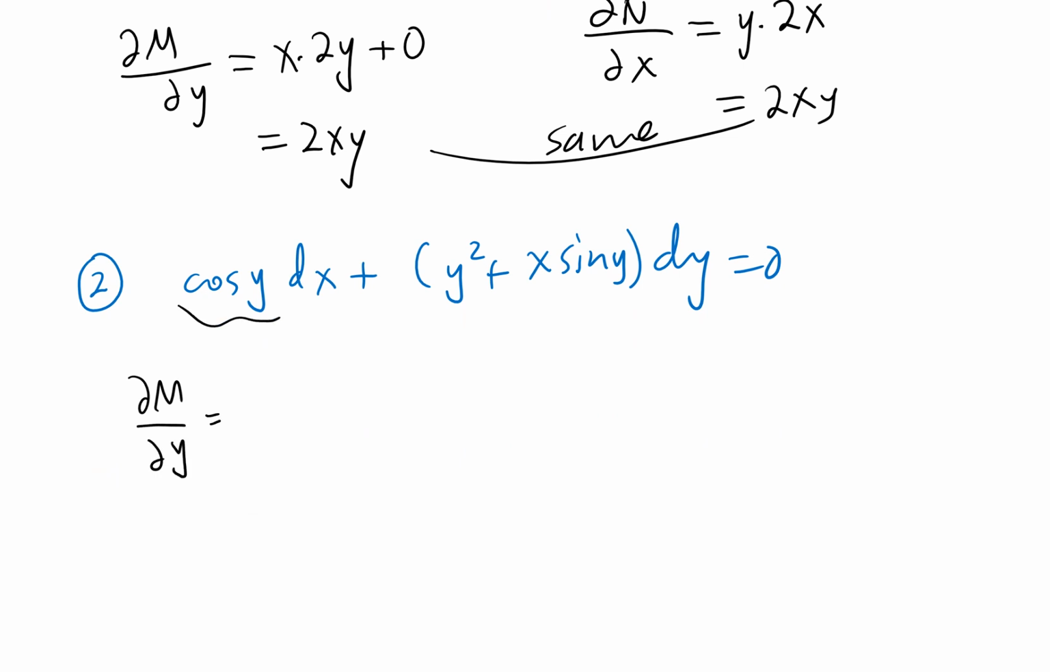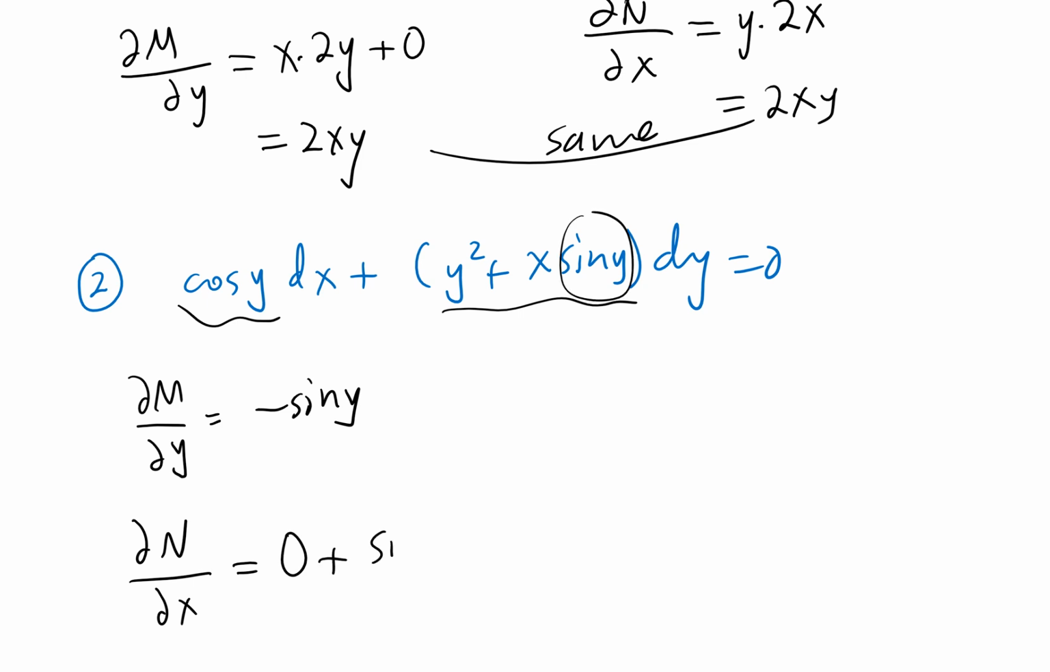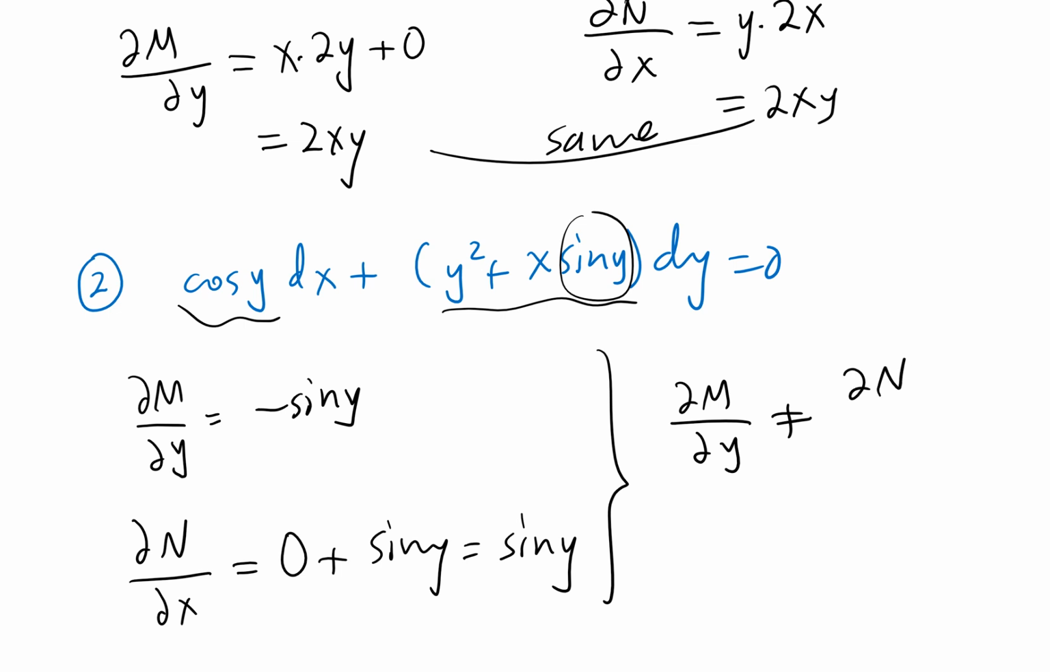This is M. Derivative of that is negative sine y. And we find partial N, partial x, which is the derivative of this. That's a 0 plus this is constant, just sine y. So that gives us sine y. They're not the same. Partial M, partial y is not the same as partial N, partial x. So not exact. That's how we check for exactness.